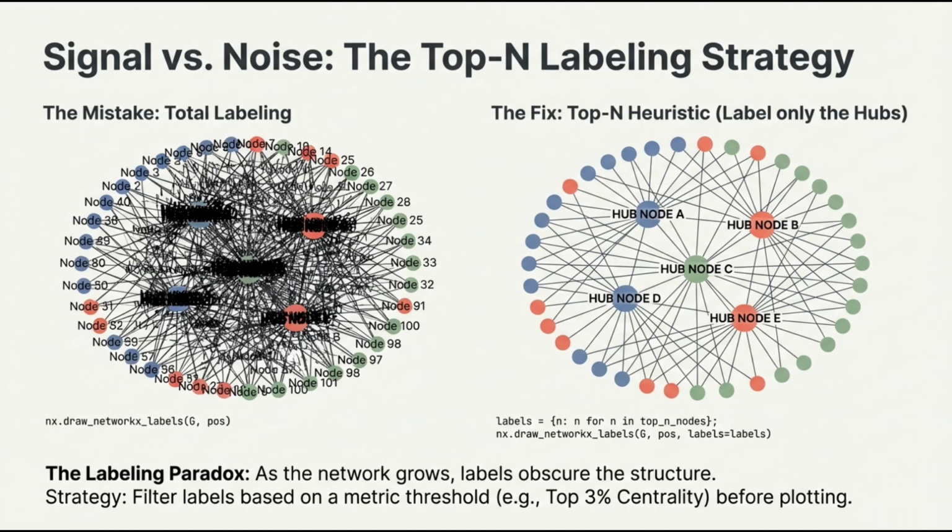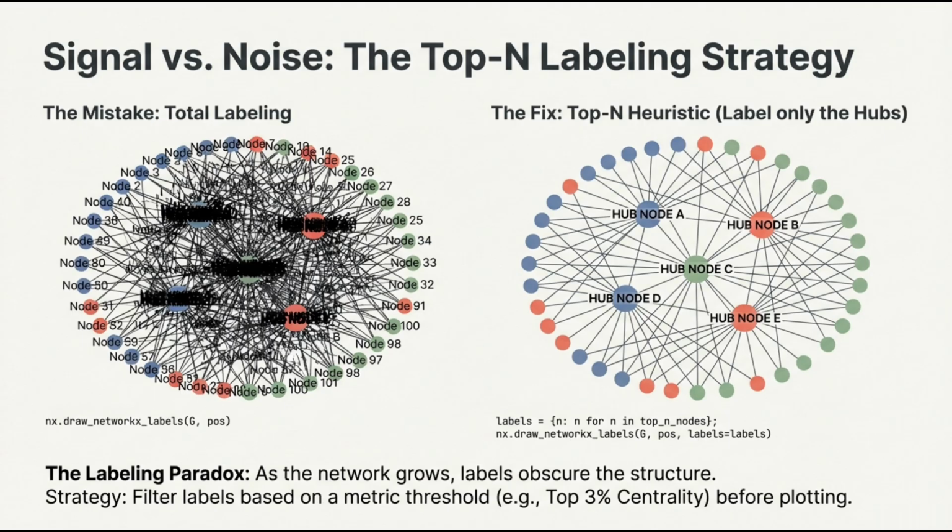Labeling. At first, it may seem useful to label every node, but as the network grows, total labeling obscures the very structure we want to understand. The left side shows that mistake clearly. The labels pile on top of one another and the figure becomes unreadable. The fix on the right is the top N heuristic, where we label only the most important nodes, such as the hubs with the highest centrality.